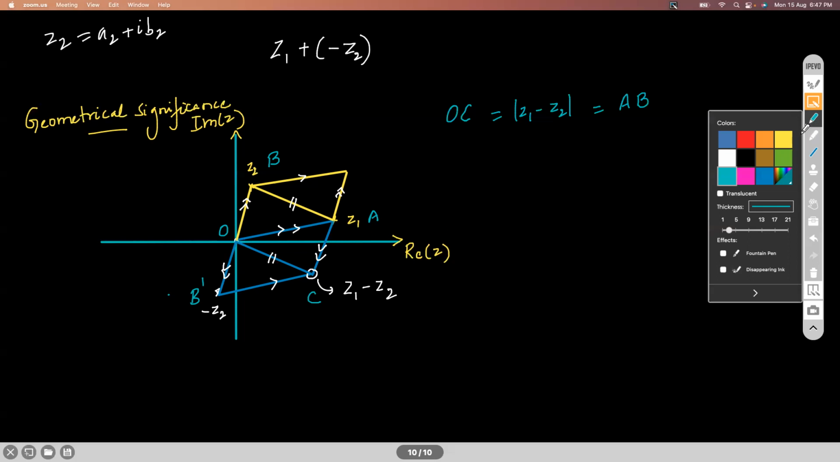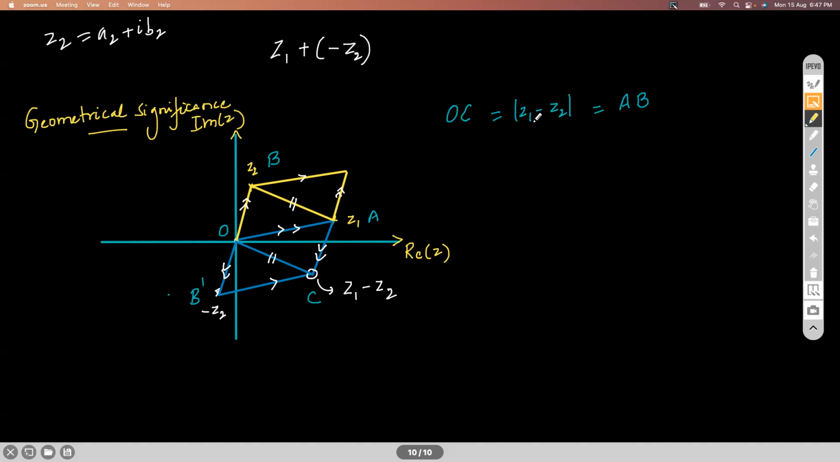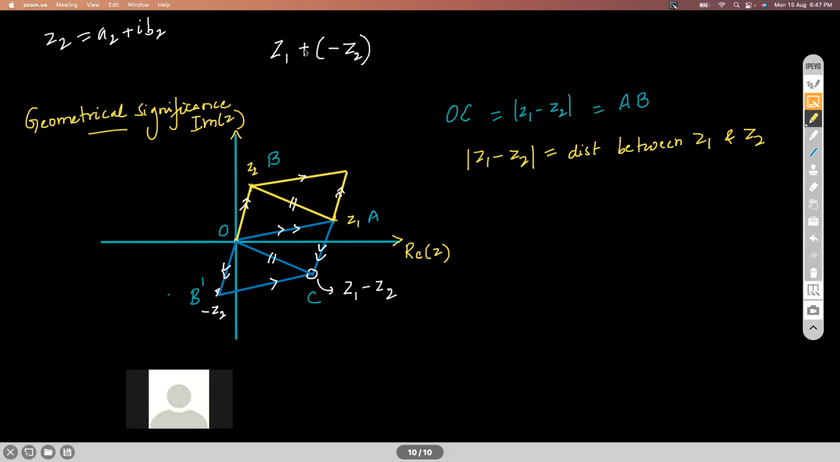Correct? What does this represent? It represents that mod Z1 minus Z2 is nothing but the distance between Z1 and Z2 point. Very, very important geometrical understanding out of this exercise. So remember this, when you are subtracting two complex numbers and taking its modulus, it is nothing but the distance between those 2 points. Got it? Yes or no?